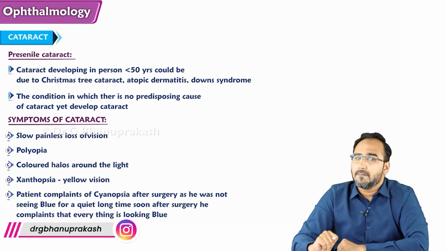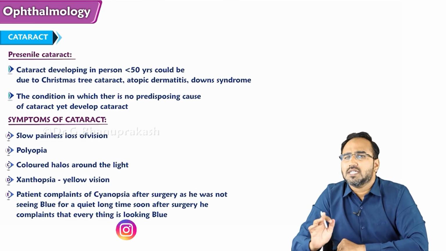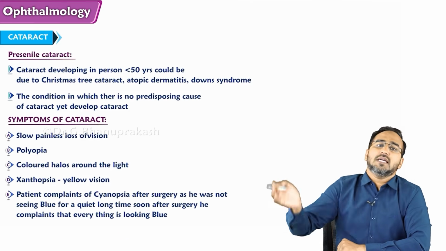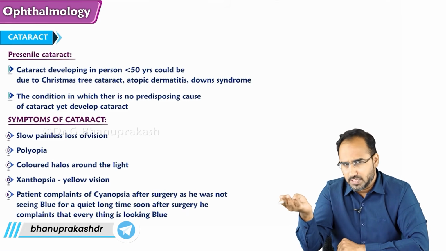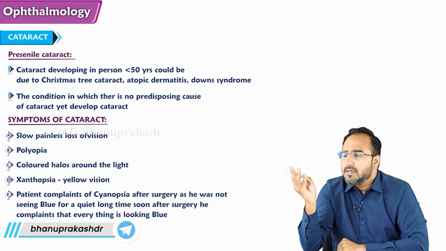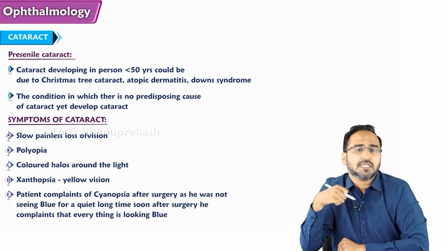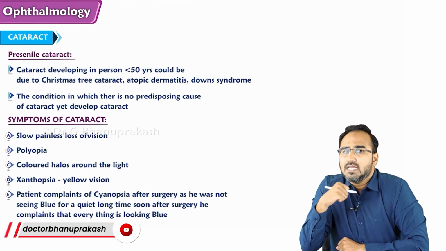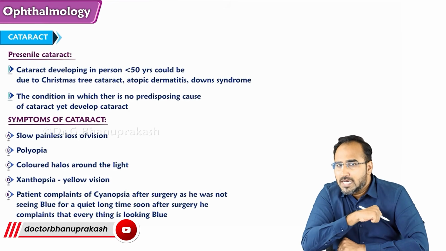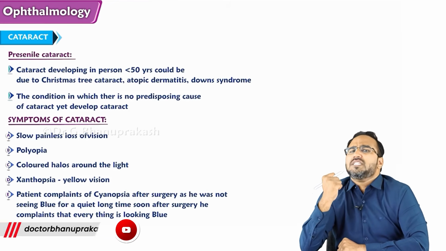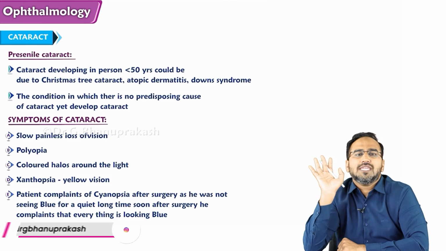The patient will also complain of xanthopsia. What is xanthopsia? Xanthopsia is yellow vision. Why does the patient complain of yellow vision? Remember, guys, first of all, what are the symptoms of cataract? Patient complains of slow, painless loss of vision, polyopia, colored halos around the light, and xanthopsia. Why does the patient complain of xanthopsia? Because this patient has lost the ability to perceive the blue color. Okay? As he is not able to perceive the blue color properly, everything appears to be yellowish to him.